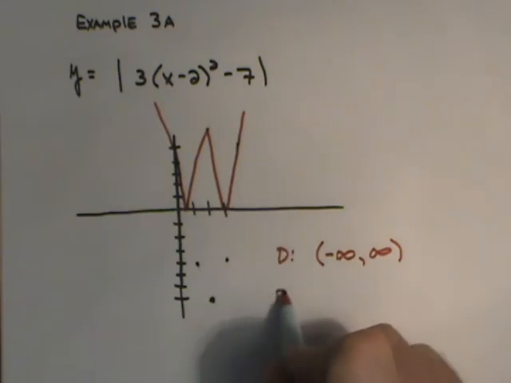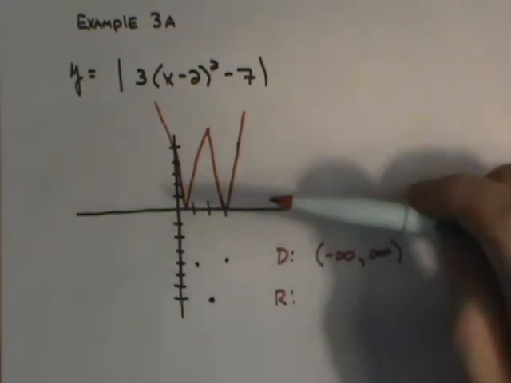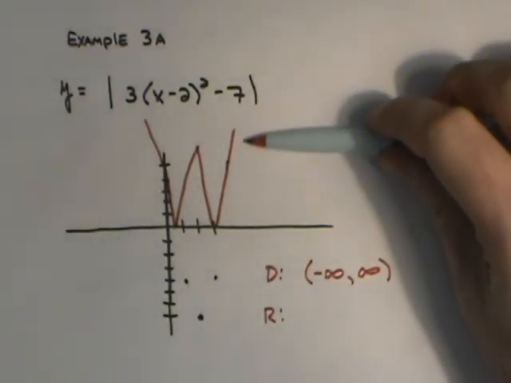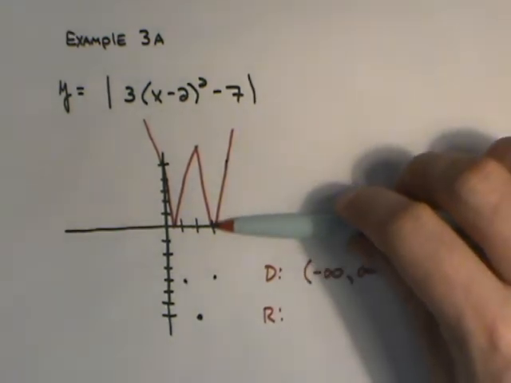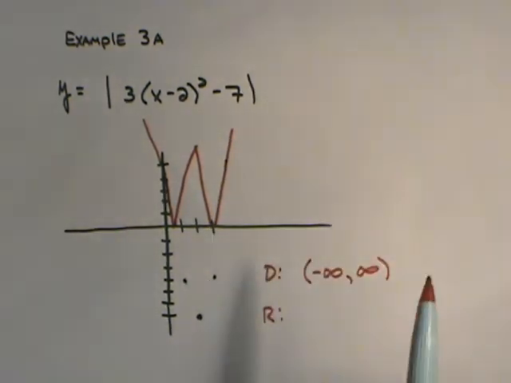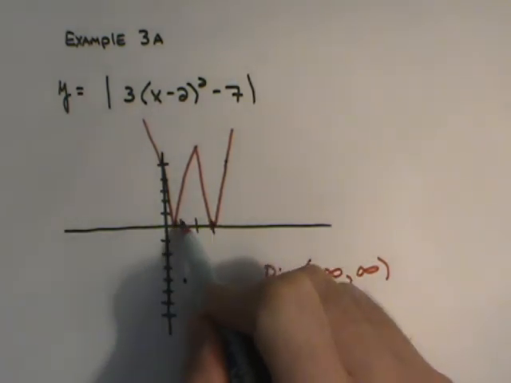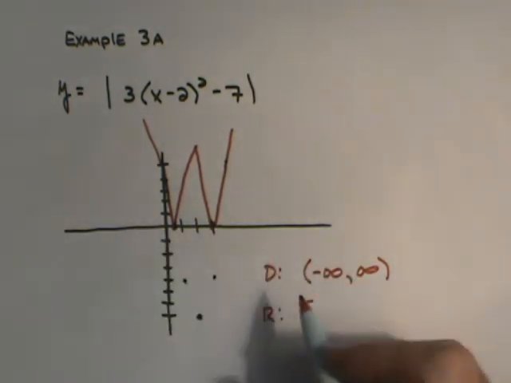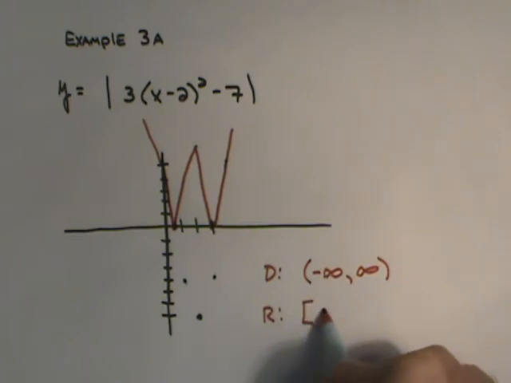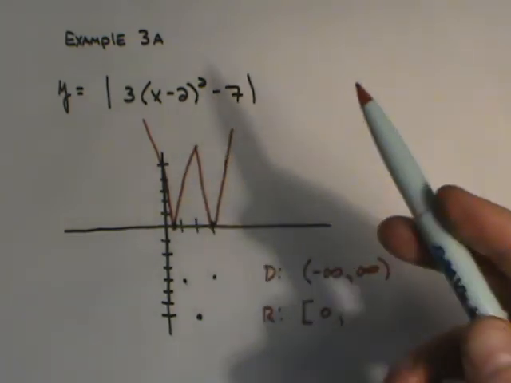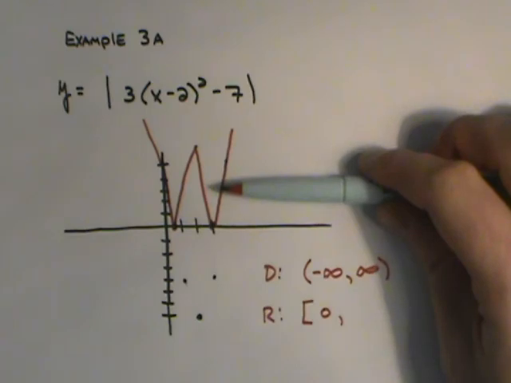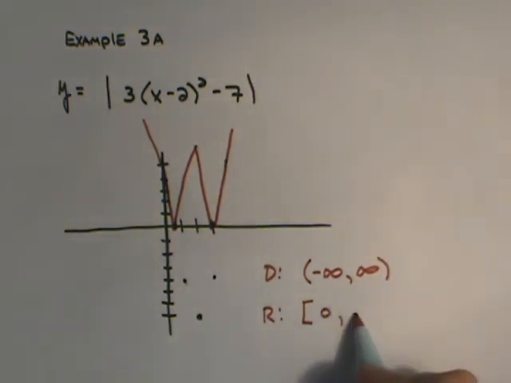As I look at the range, it is only where the y values exist. The lowest I could go is 0. I can't go any lower than this, so my range would be 0. Now, I can contain that right here and here. Those are actually zeros. So I use my bracket, I go 0, and then it goes up forever. And since it goes up forever, that would go to positive infinity.